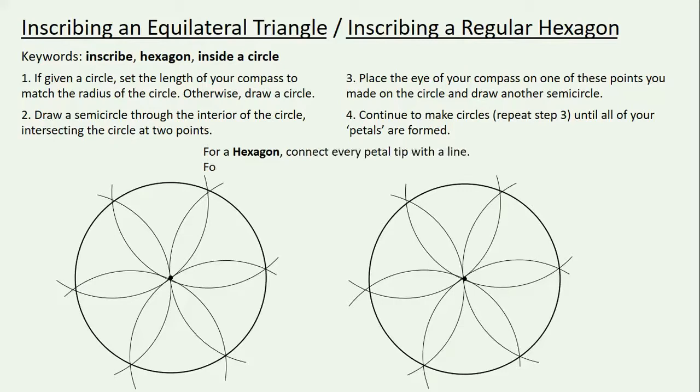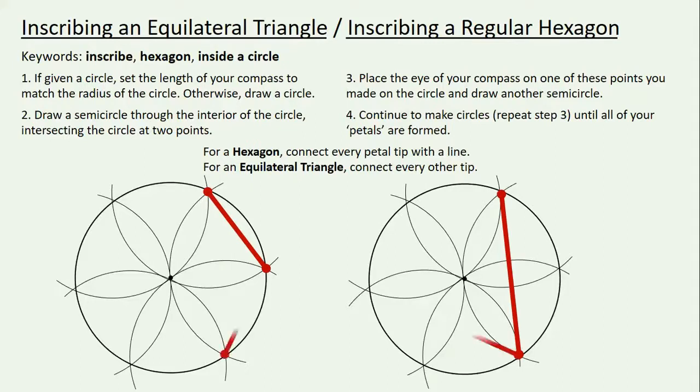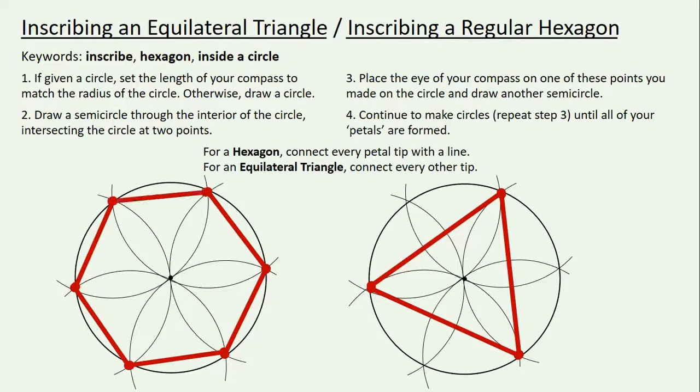Now for a hexagon, you're going to connect every single petal tip with a line. For an equilateral triangle, you're going to instead connect every other tip. So the triangle on the right, I'm connecting every other tip. And the hexagon on the left, I'm going to connect every single one. And those are all the constructions you've learned in geometry.